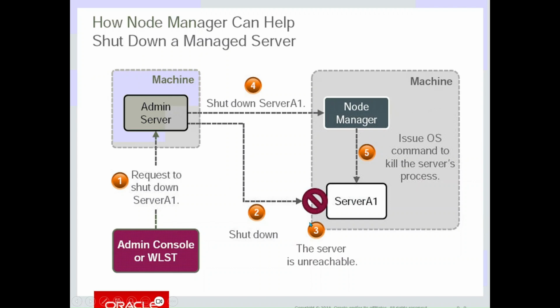Okay. So when the server is unreachable, the admin server can connect to the node manager if my node manager is in active mode, and the node manager will issue an OS command to kill the server process. The OS command will kill the OS process, and that's how the server gets shut down.